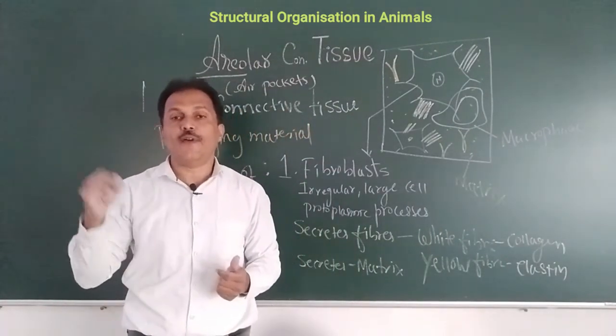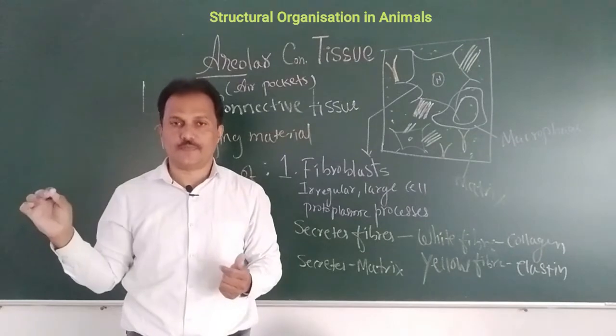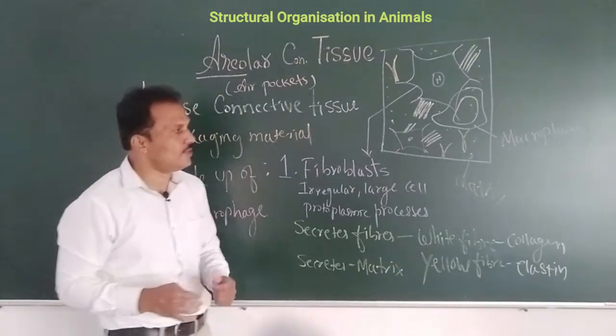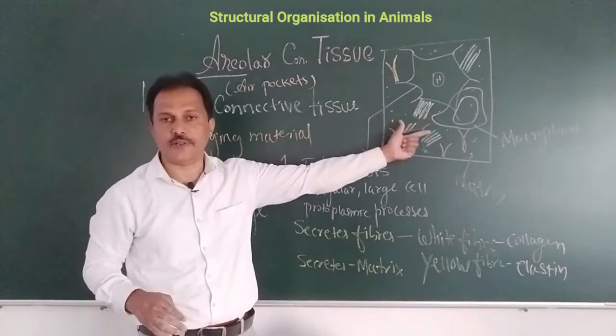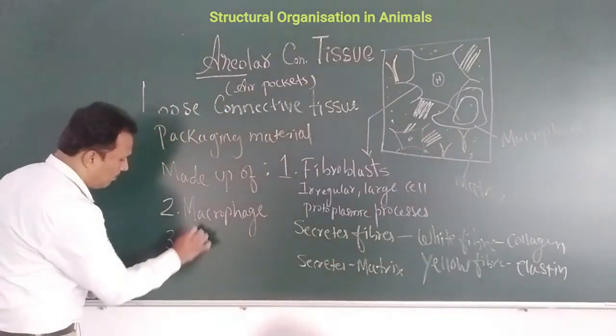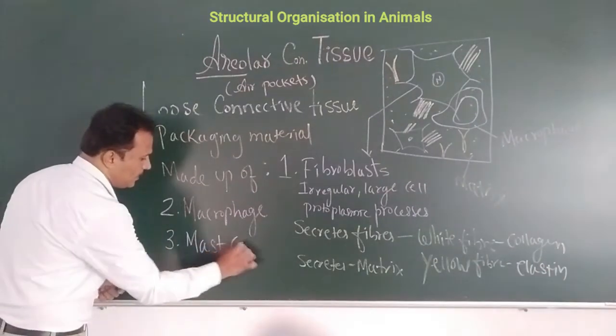The term phagocytosis is used. They will engulf this bacteria, and such kind of cells are present in the areolar tissue. The third type of cell is known as the mast cell.